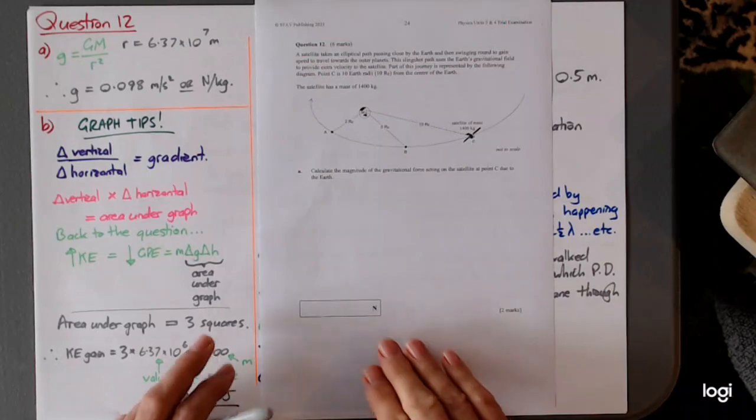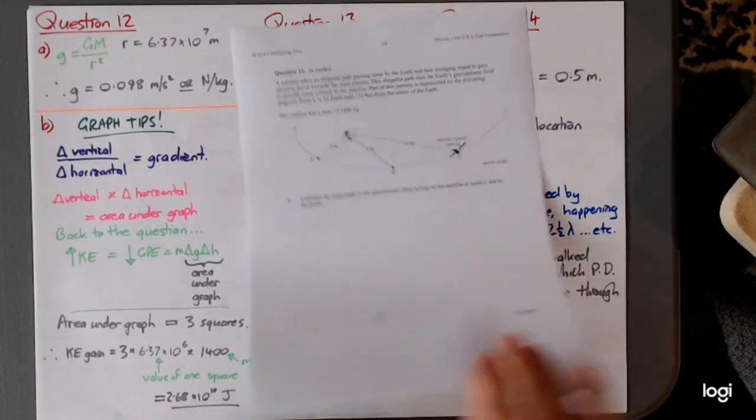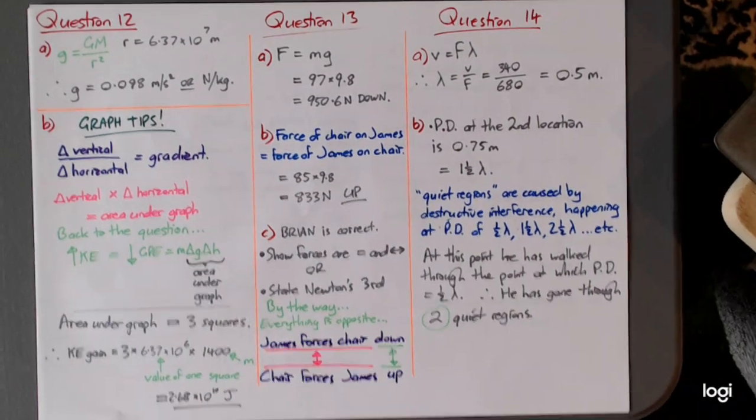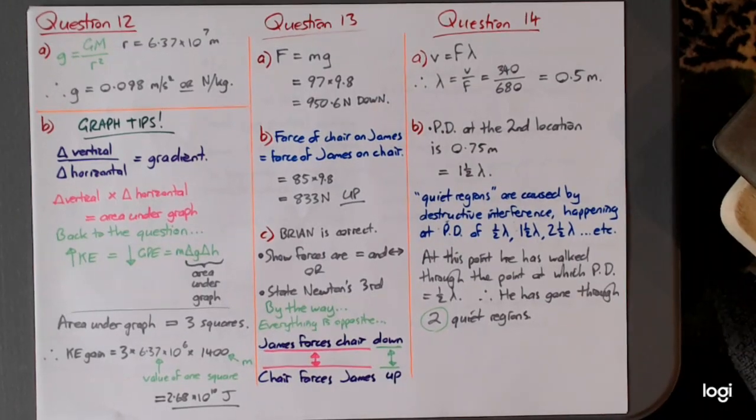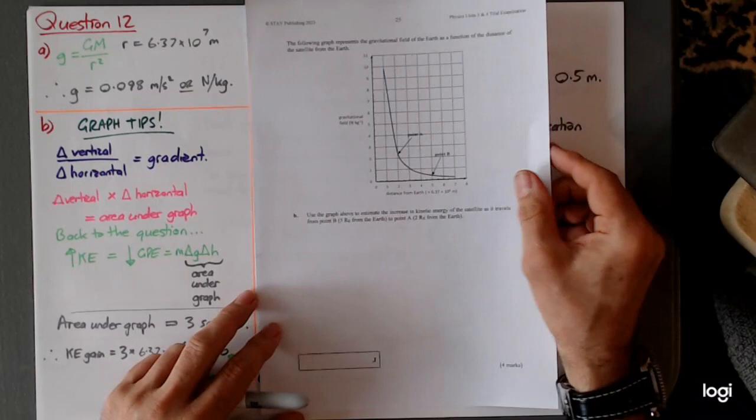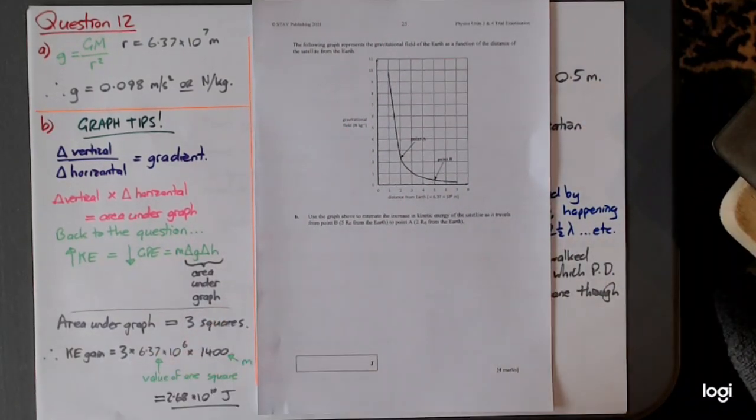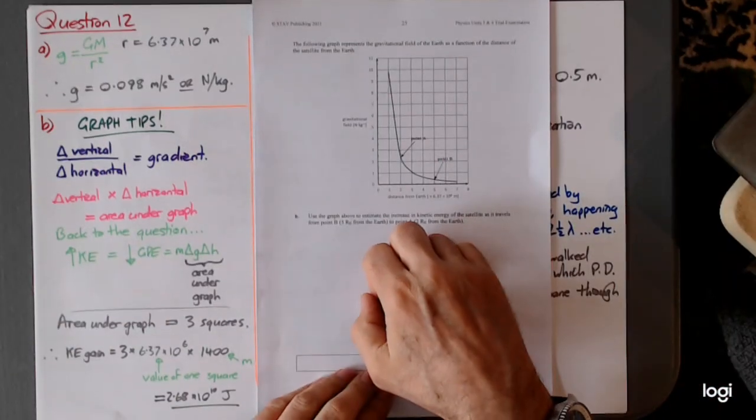Okay, part B. There's a graph coming. You know how I feel about graphs. Let's get this right. The following graph represents the gravitational field of the Earth as a function of the distance of the satellite from Earth. Stop and look at the graph. All right, let's have a look.